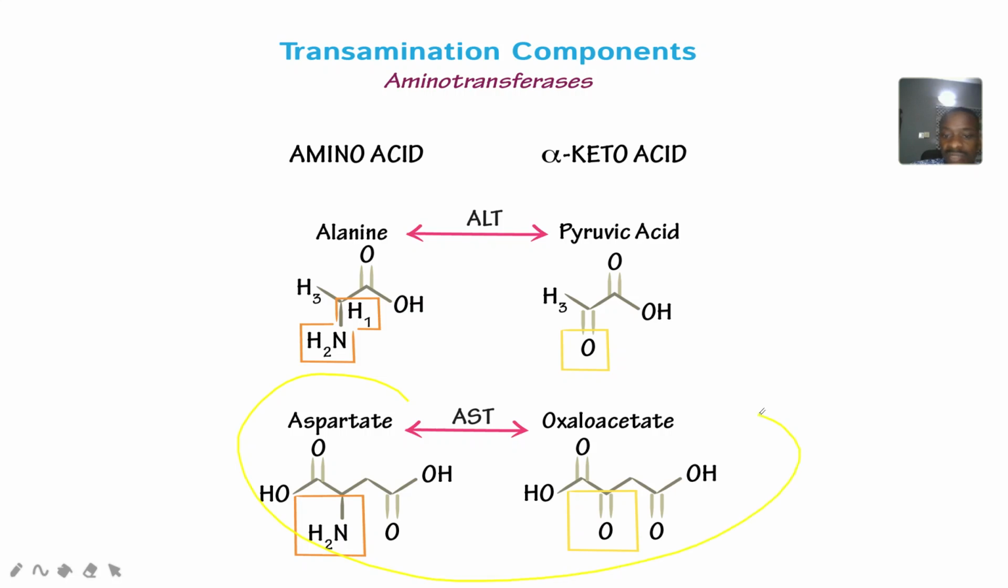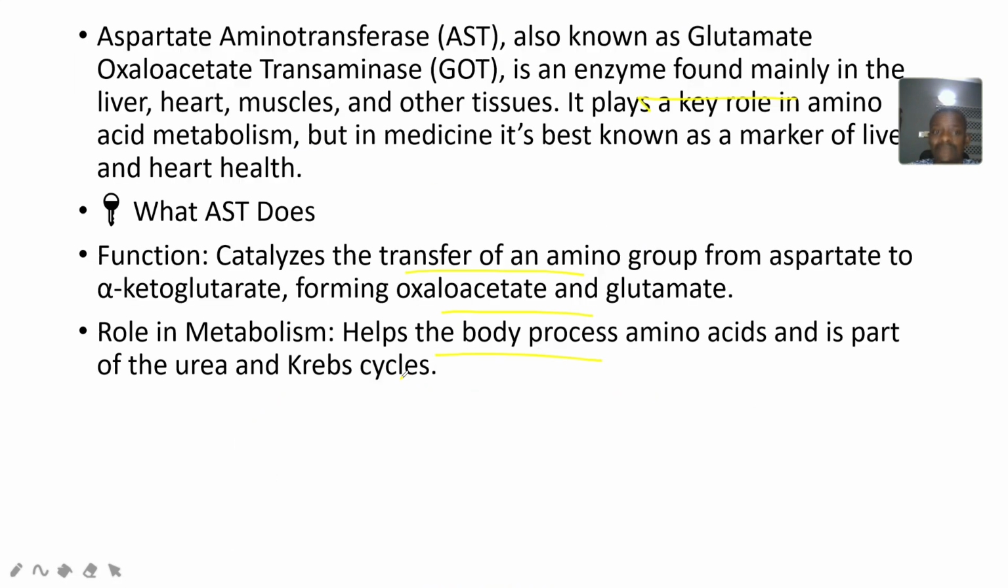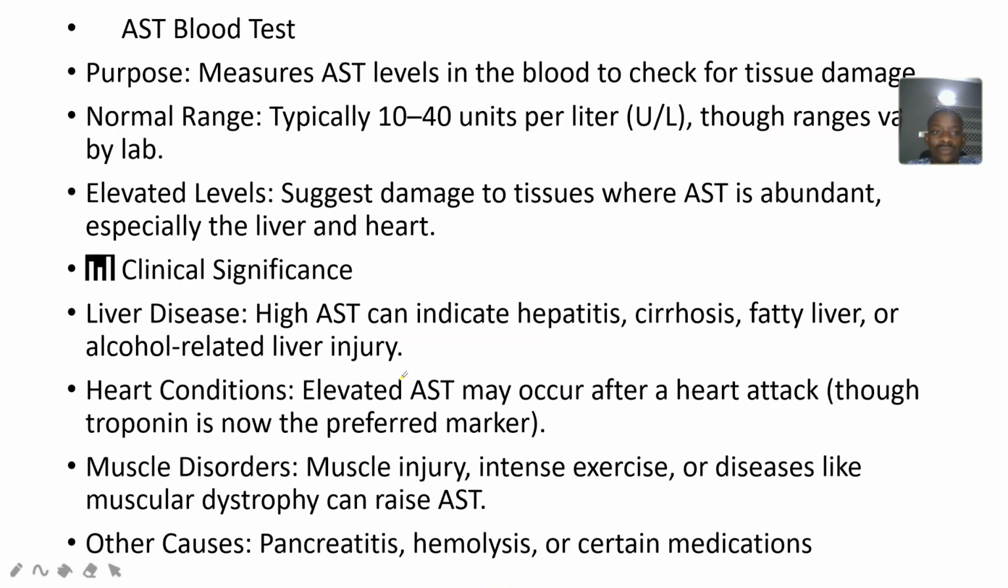Aspartate to oxaloacetate, you have the aspartate transaminase or transferases. So, purpose: you measure the levels in blood to check for a lot of disease conditions, which we will look at. Its normal levels should be 10 to 40 units per liter.